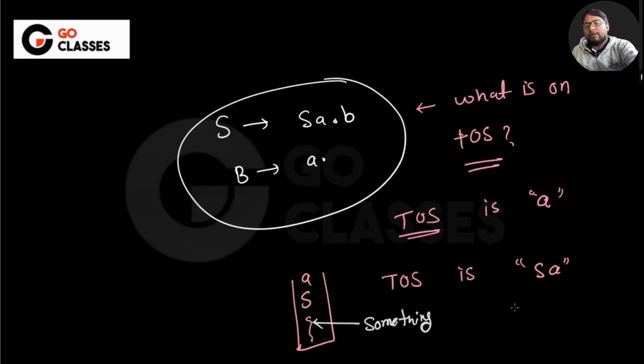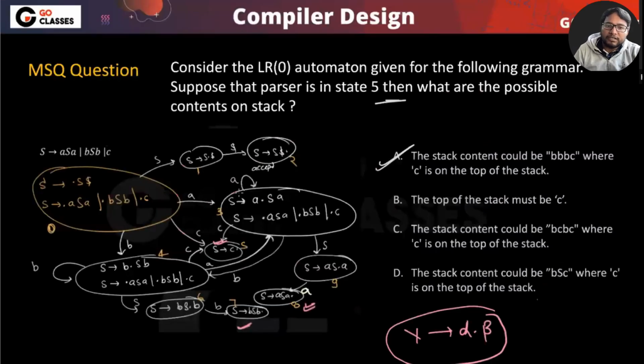Now you tell me about this. If you're in state 5, maybe BBBC is leading you to state 5. Is C on the top of the stack? The top of the stack must be C. Is this true or false? This is definitely true, because you are in state 5 and C must be on the top of the stack.